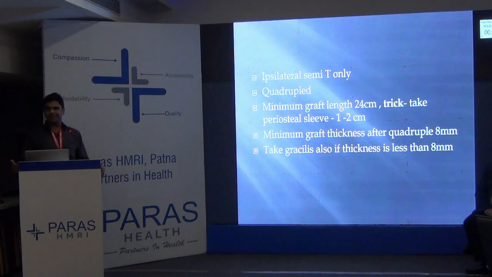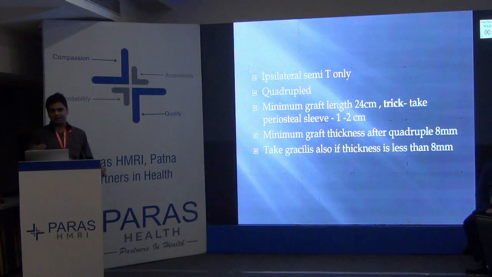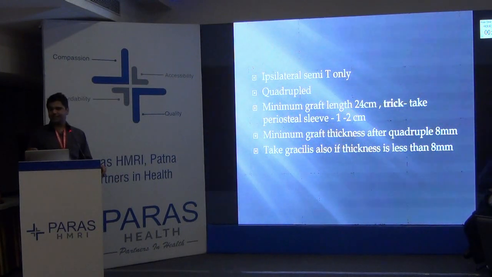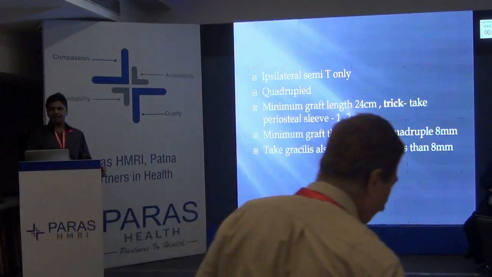Sometimes you get short females in whom even 24 centimeters is difficult. So whenever I am taking my graft, I always take a sleeve of periosteum which sometimes comes up to 2 centimeters. So the length of the graft increases and I am okay with my single graft. The minimum graft thickness which I always make sure of after quadrupling is 8 millimeter. Less than 8 millimeter is not acceptable in any patient because the strength of the reconstructed ACL is very low. If by chance the thickness is less than 8, which we see in some short female patients, sometimes we get a minimum of 7 only after quadrupling, then you have to add your gracilis.